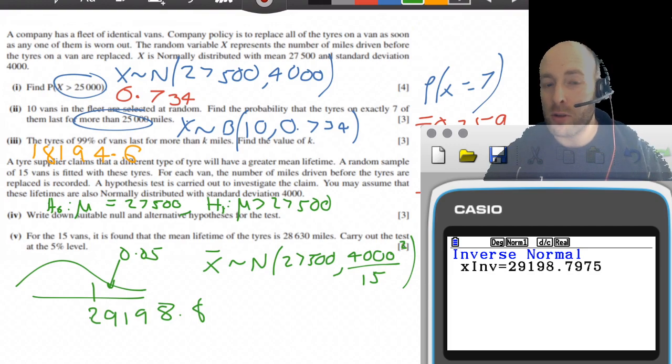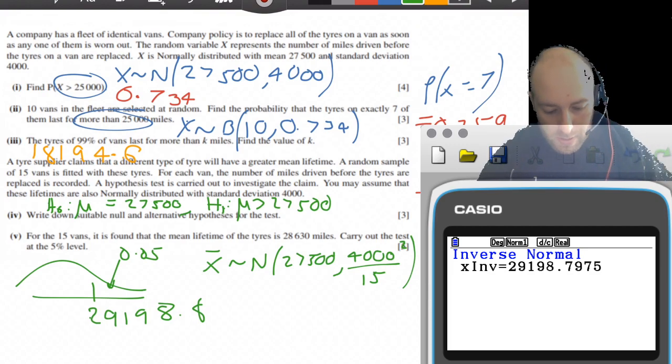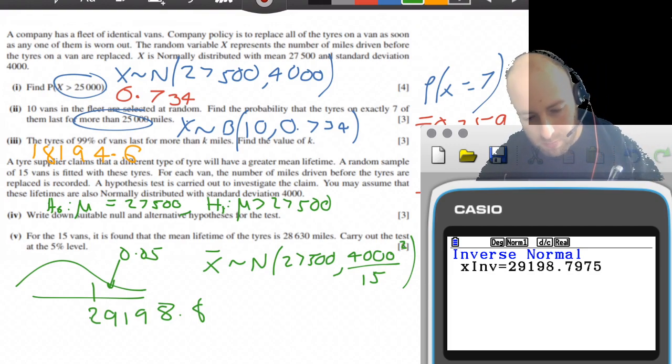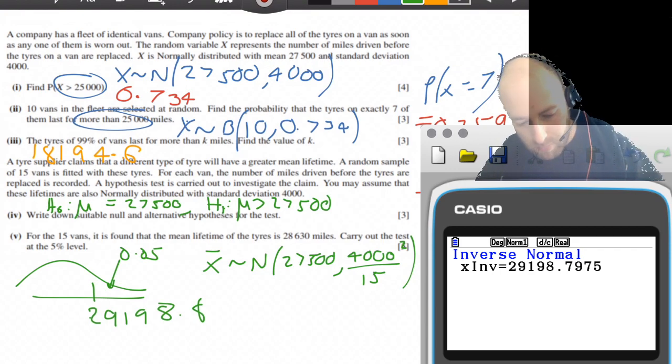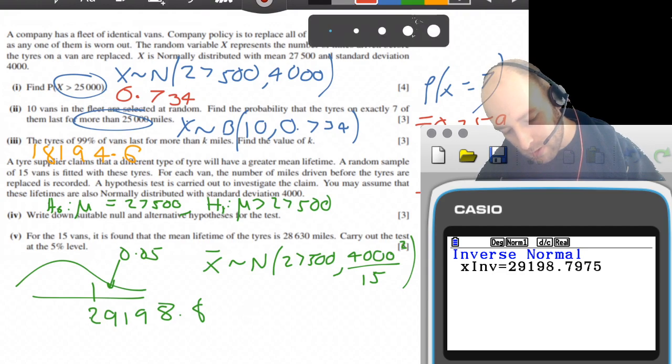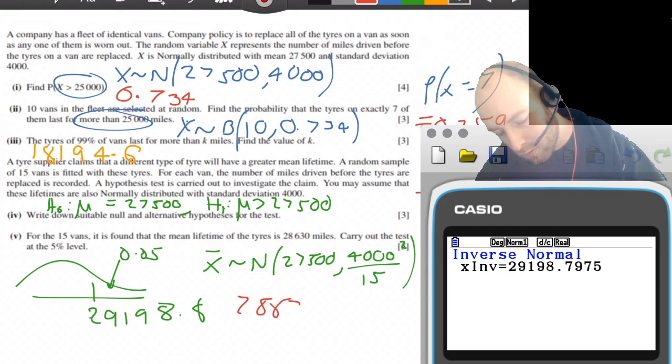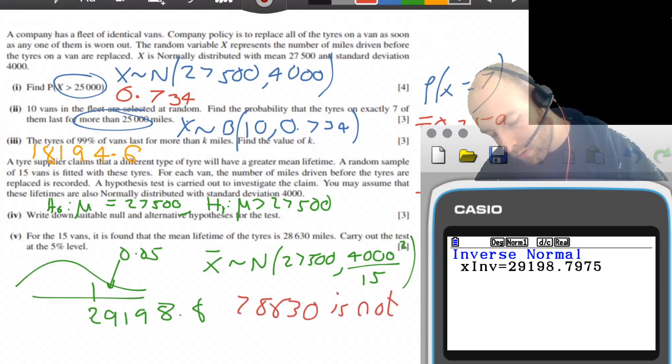We're less than that, we're not critical, so our tires are no better. So, tested at the 5% level, 28630 is not critical. Therefore, tires are no better.